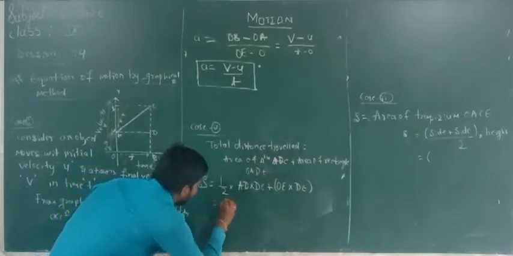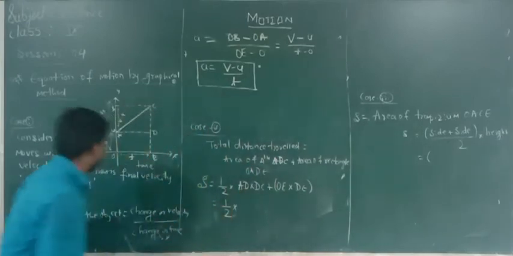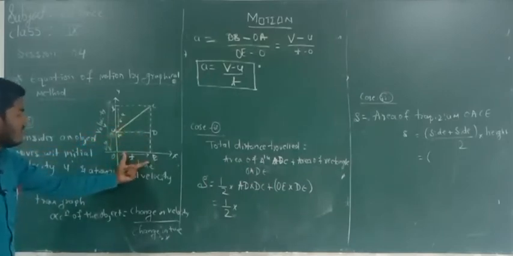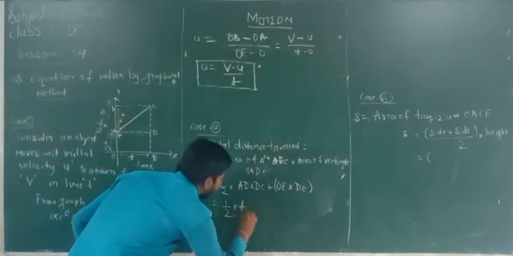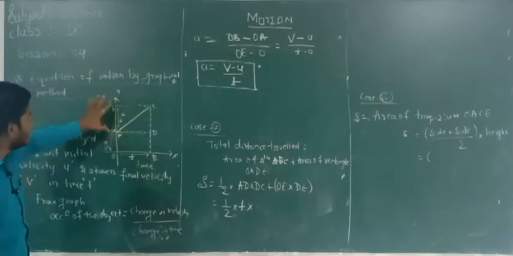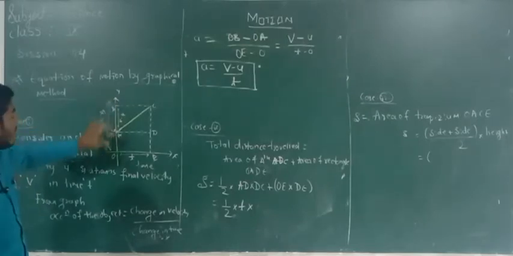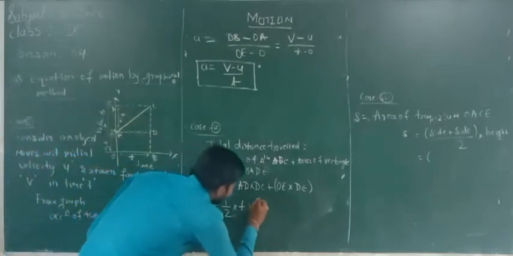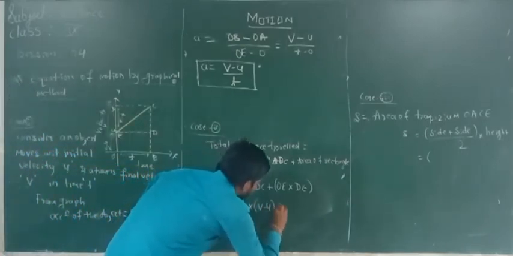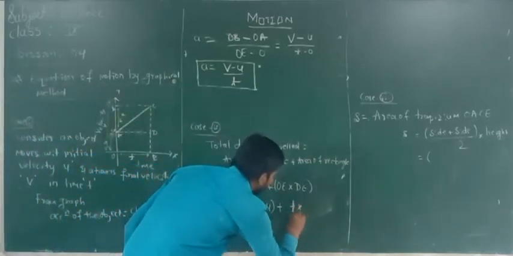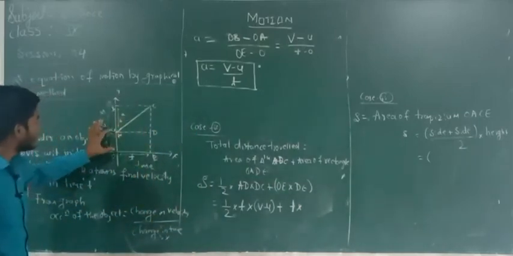That is equal to 1 divided by 2 into AD. What is the value of AD here? AD is equal to OE, therefore AD is equal to T, into DC. DC is equal to AB. But what is the value of AB here? OB minus OA gives AB, that is V minus U. Plus OE, which is T, into DE, which is nothing but U.